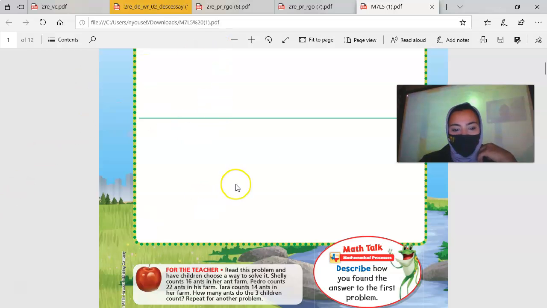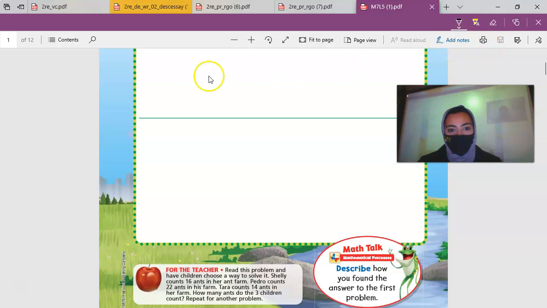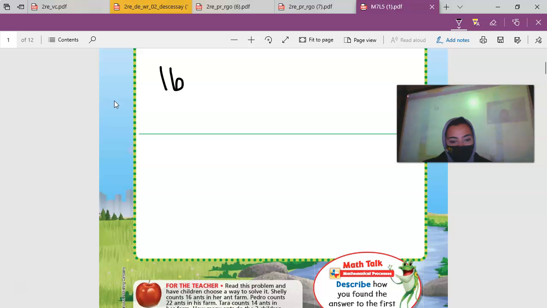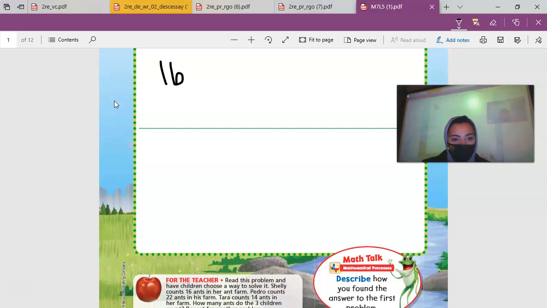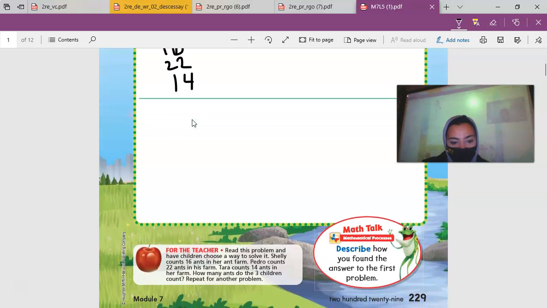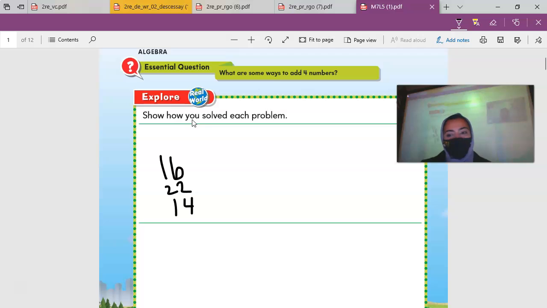Let's read the problem. It says, Shelly counts 16 ants in her ant farm. She counts how many? 16. Pedro counts 22 ants in his ant farm. Pedro counts 22. Tara counts 14 ants in her ant farm. How many ants do the 3 children count? Okay, so this is adding three numbers.